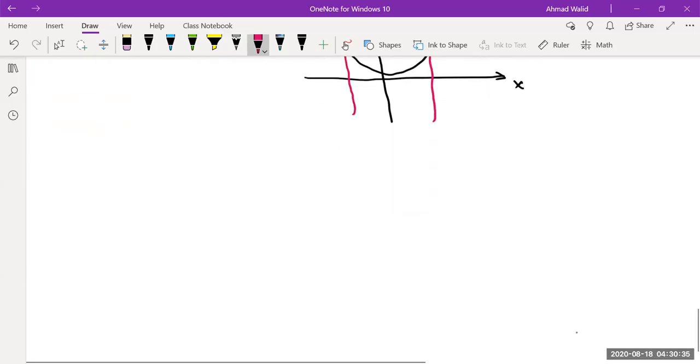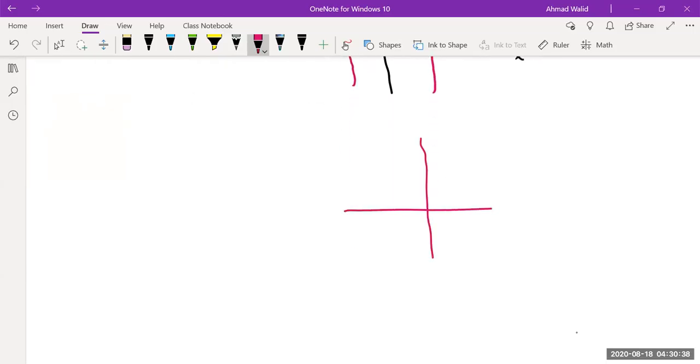Let me draw another graph for you. Like this. This is x, this is y. If you draw a vertical line here, you see your vertical line intersects the graph more than one time, correct? At least here 2 times. Then this graph does not represent a function. It's not a function, correct? We call this process a vertical line test.